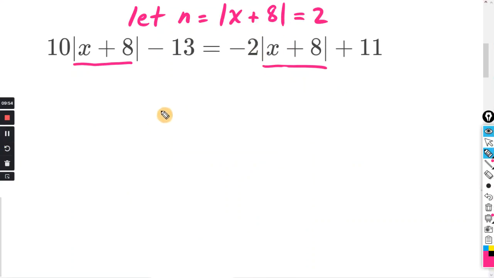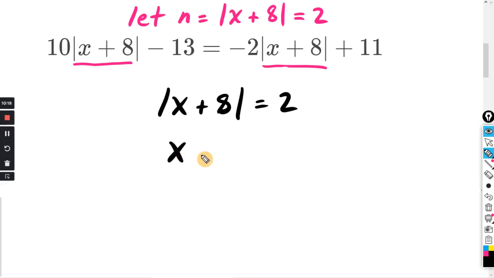Okay, absolute value of x plus 8, doing a different color, absolute value of x plus 8 equals 2. Okay, so this could be 2, but it could also be negative 2, because if you take the absolute value of negative 2, it would return positive 2. All right, so x plus 8, once I remove the absolute value, I can do plus or minus on the other side of the equal sign. So x plus 8 is positive or negative 2.